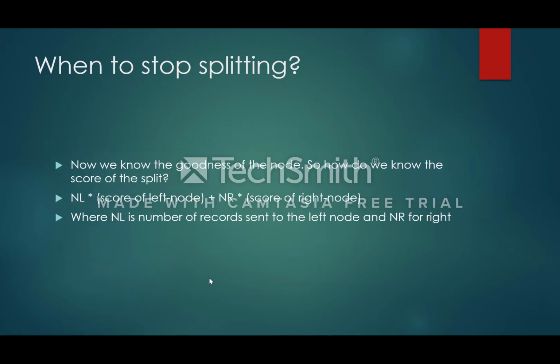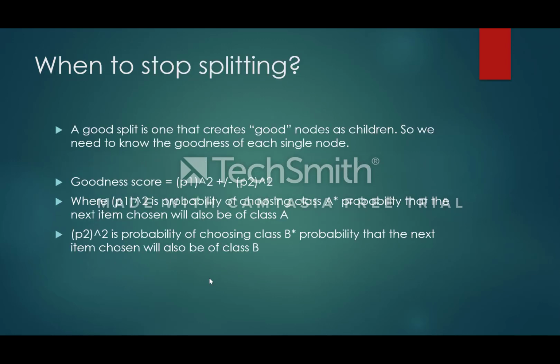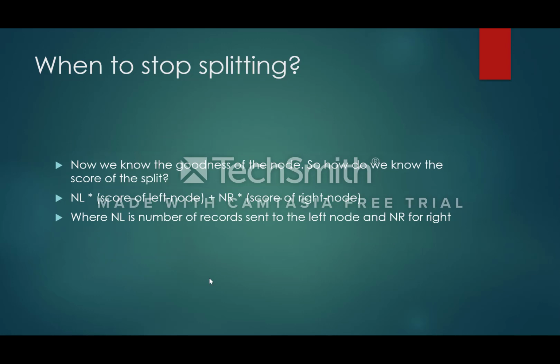Then what about the split score? How do we know the score of the split? The split score is NL times the score of the left node plus NR times the score of the right node. NL is the number of records sent to the left node, and NR is the number of records sent to the right node. Finding the goodness of the node and the goodness of the split is one option that we can choose to determine when to split.